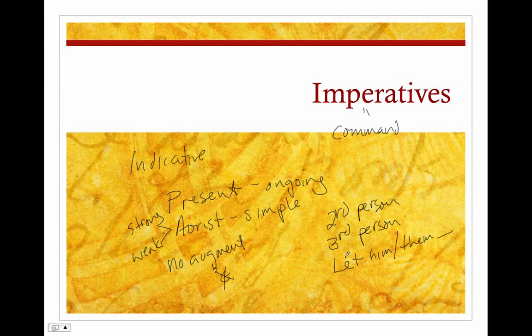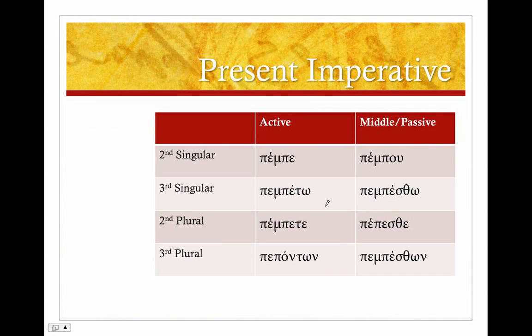Let's start with the present. Right? Pempo, to send. So the second singular is pempe. We're just going to add an epsilon right onto the stem. And the middle and passive, remember that in the present tense, middle and passive are the same. Pempou. And this is actually a contraction of eso. So we drop off that intervocalic sigma, this contracts, and we get pempou. So this is with every verb, second singular pempe or pempou.